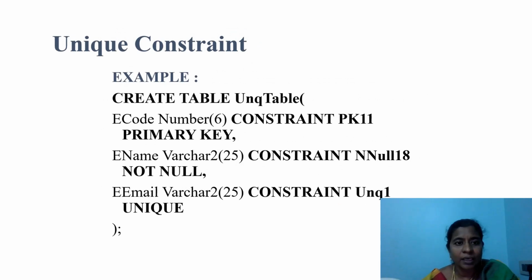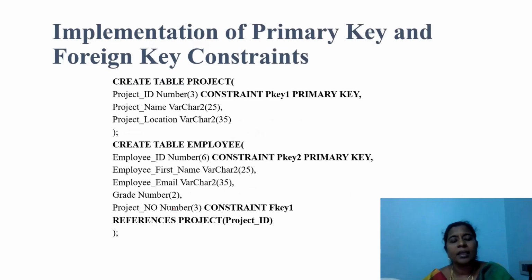And for the unique constraint, you create a table and mention the table name. This is your attribute name, data type, constraint name. So this is one constraint, this is your primary key, and this is your not null constraint. And for the unique constraint, the same thing, you just mention it as a unique constraint.